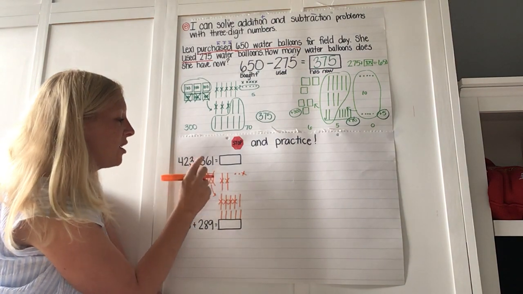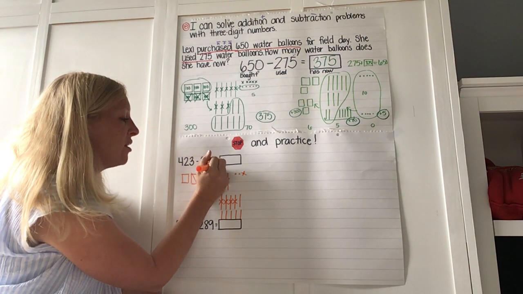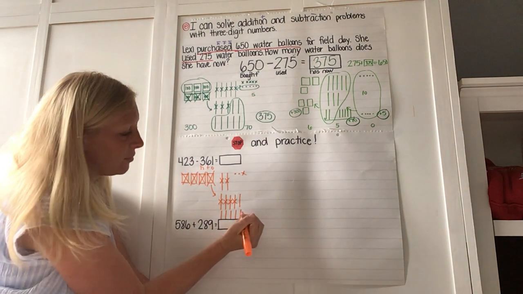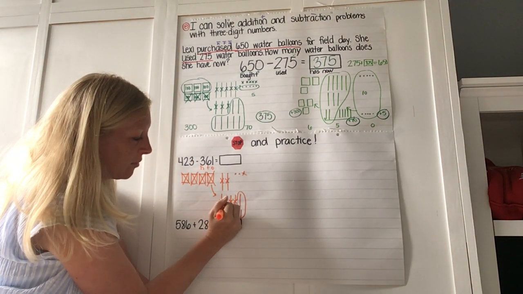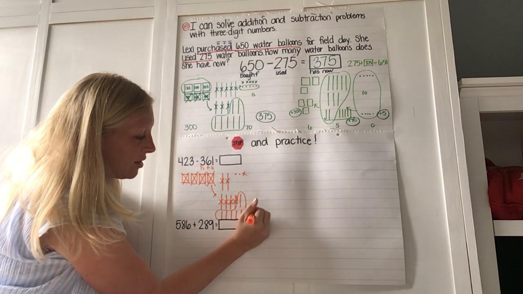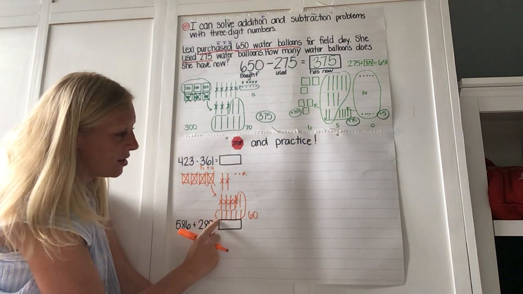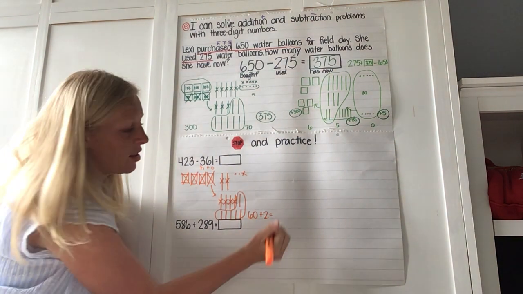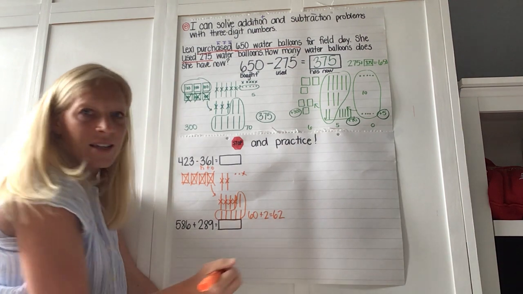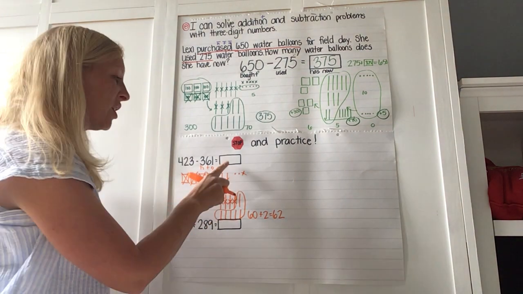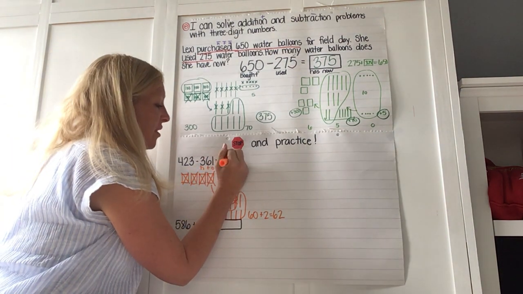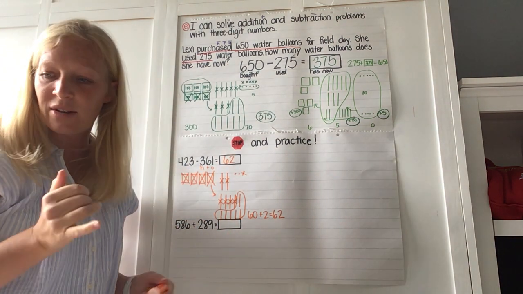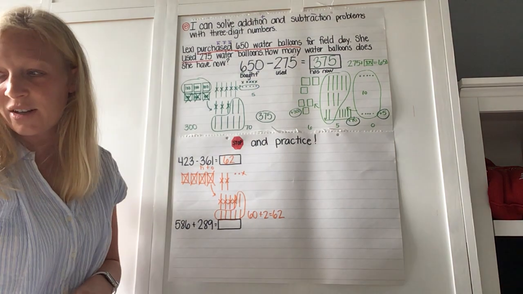Took away 3 hundreds, right? Because here's your hundreds, your tens, and your ones. And what did you find out? You had 6 tens and 2 ones left over. What did that leave you with? 62. So what's going to go right here? 62. I'm seeing some wiggle waggles. Lots of friends got that same answer.